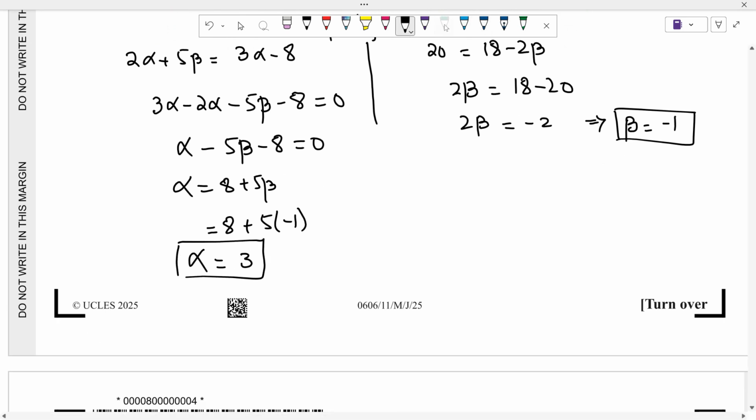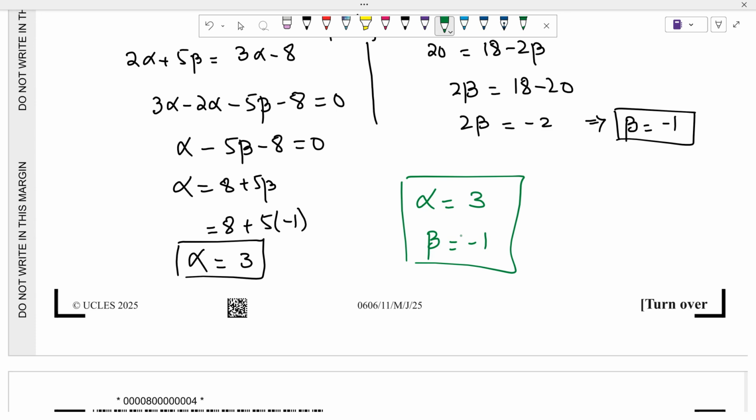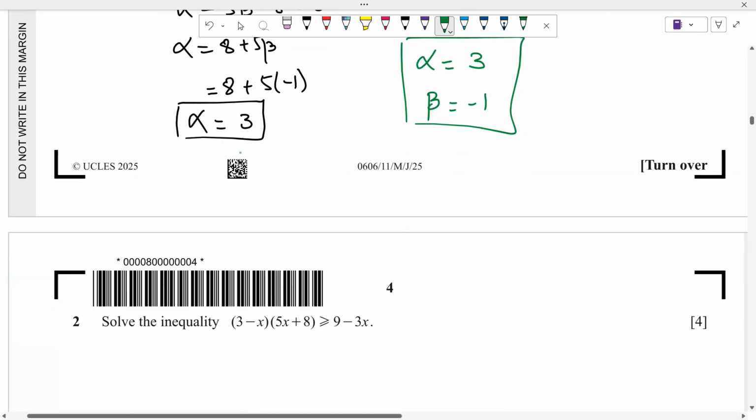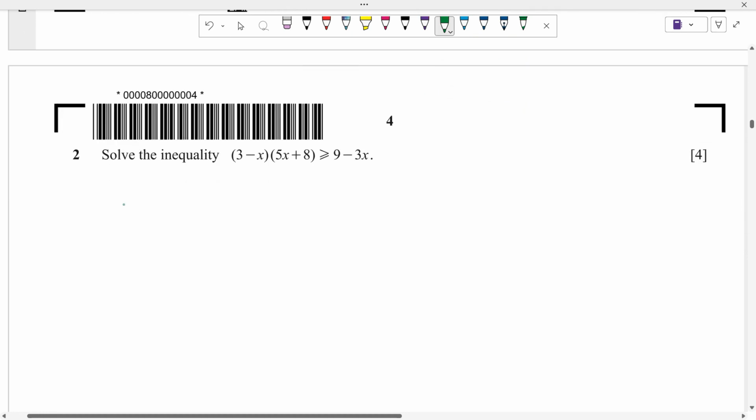So we have calculated the alpha and beta, which is alpha is 3 and beta is negative 1. So these are the values which were required and we have calculated. Now let's move to question number 2.